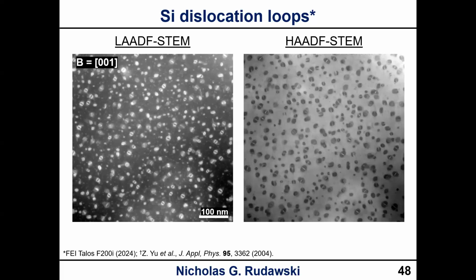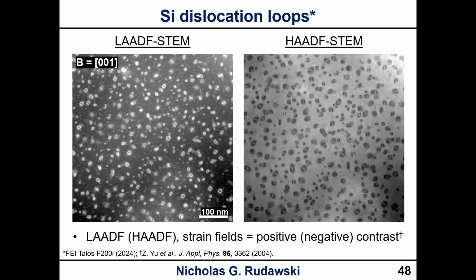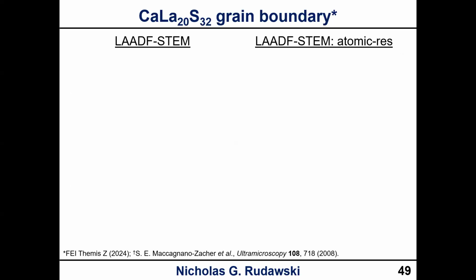If I look at the HAADF case, though, I see a reversal of the contrast. The strain fields show up as well, but now they're in negative contrast. So the dislocation loops become negative. So in LAADF, the strain fields are positive, and in HAADF, the strain fields are negative in terms of the contrast.